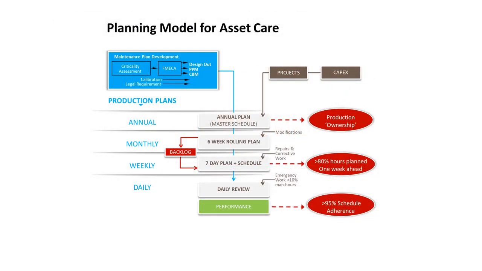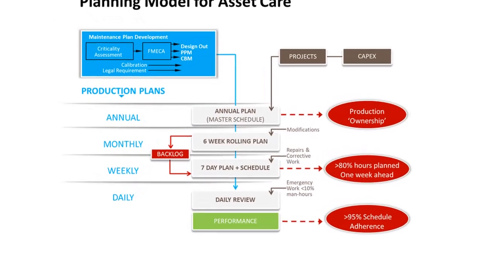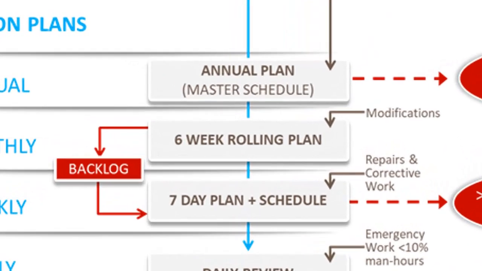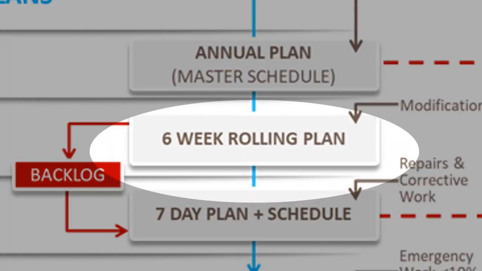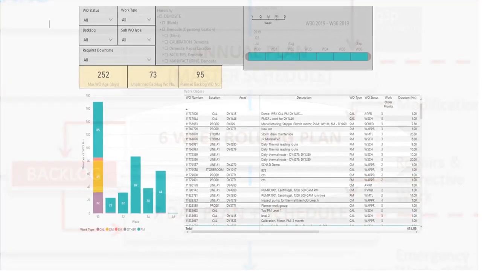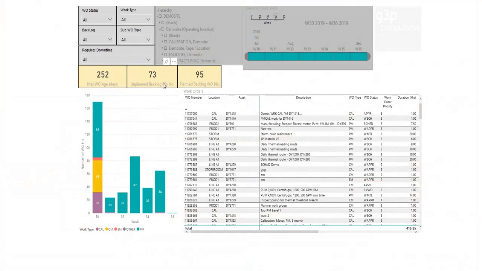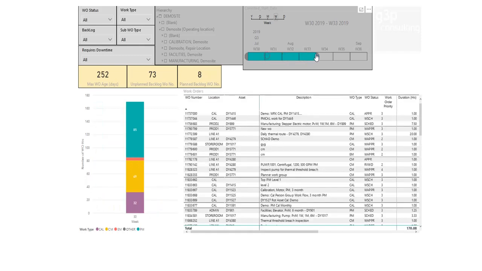Let us now look at the 6-week rolling plan and see how Power BI can help. The 6 weeks rolling plan will provide a detailed insight on the next planned tasks to validate the asset, labor, and spares availability required for those same tasks. Using the pre-built Power BI dashboard, you can use the week slicer and check how the workload is spread in that 6-week window.